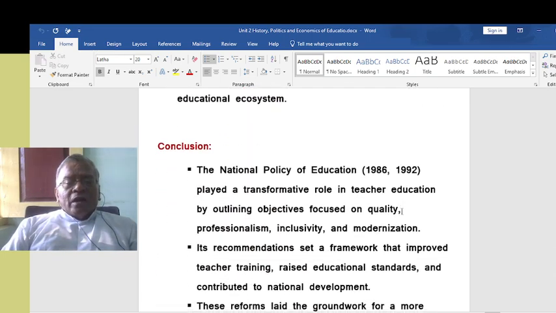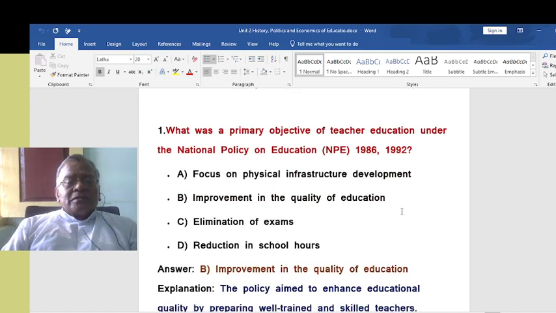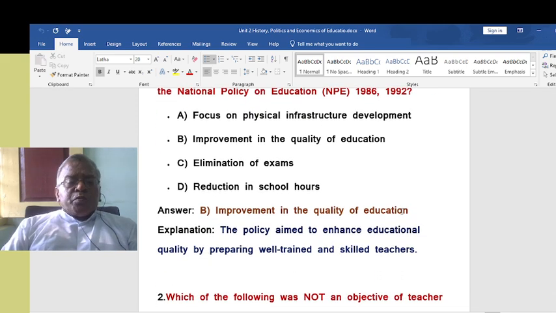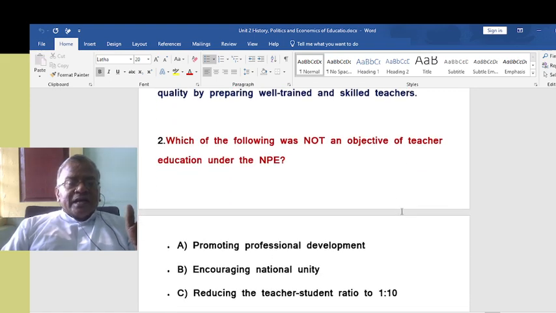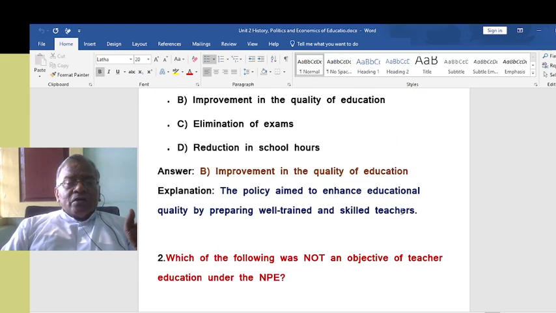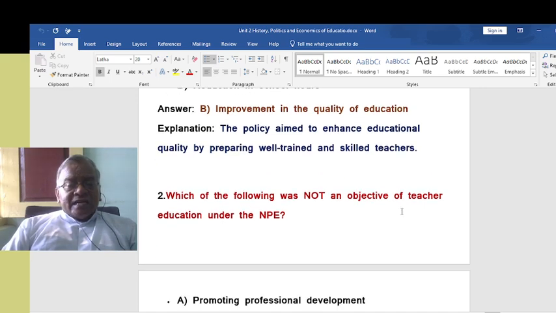Next one, some questions we are going to ask. What was the primary objective of teacher education under the National Policy on Education? That is nothing but improvement in the quality of education. That is the primary objective of teacher education under the National Policy of Education. The policy aimed to enhance the educational quality by preparing well-trained and skilled teachers.